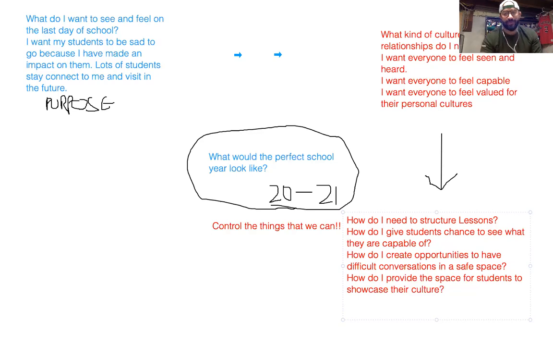So if I'm working backwards out of this, how do I allow you to share who you are, and how do I allow you to share who you are in a space where no one feels like they're going to be judged for who they are? And after we've taken care of those two things, how do I create opportunities, lessons, projects, activities that are going to challenge you so you can see just how capable you are? Because I think you're way more capable than you think you are.